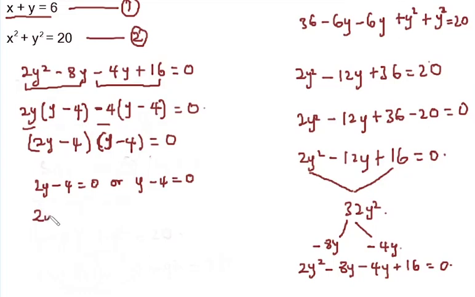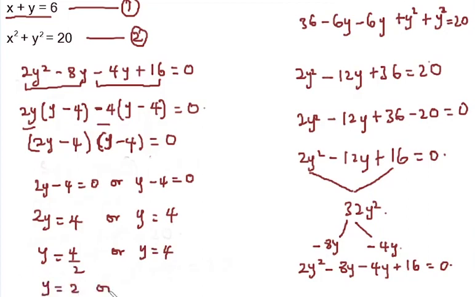So from here I have 2y is equal to 4, the minus 4 going to the other side is 4, or y is equal to 4, the minus 4 going to this side is 4. So y is equal to 4 divided by 2, or y is equal to 4. So y is equal to 4 divided by 2 is 2, or 4. So y is equal to 2 or 4.